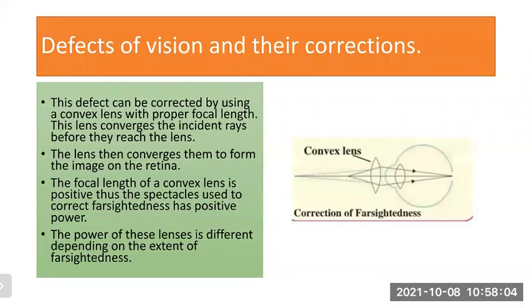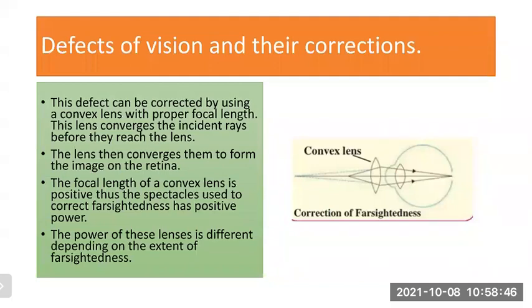Now, let us see how this defect can be corrected. This defect can be corrected by using a convex lens with proper focal length. This lens converges the incident rays before they reach the lens. You can observe the ray diagram. You can see in front of the eye, the convex lens is used, and the light rays are converged. The lens converges the incident rays even before they reach the lens.